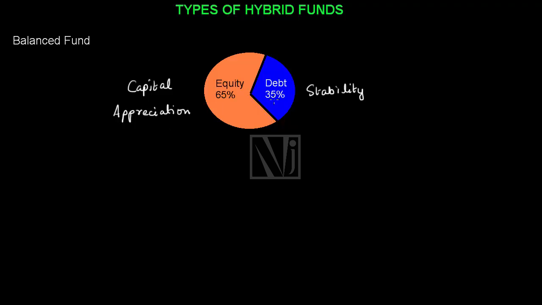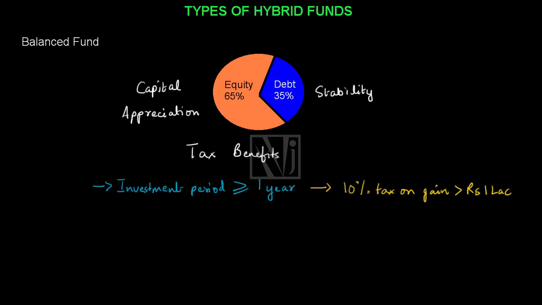The remaining debt component gives stability to the scheme since debt contains the risk element and imparts peace of mind to the investors. This 65% equity component also helps the scheme retain the status of an equity scheme so that the investor can get tax benefits. If an investor holds his investment for a period of at least a year, then any gain on his investment over and above rupees 1 lakh will be taxed at a modest rate of just 10%.